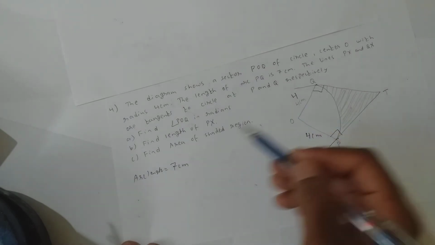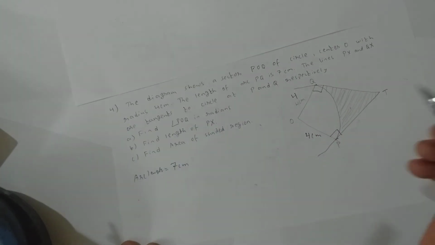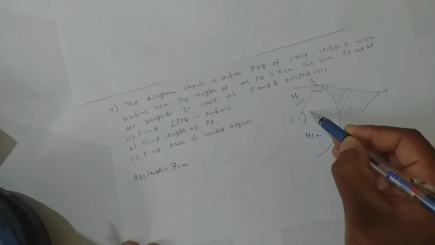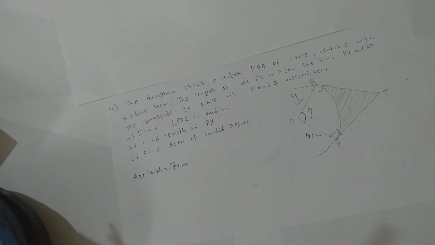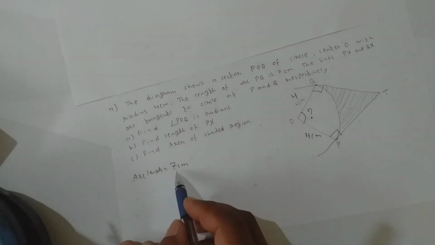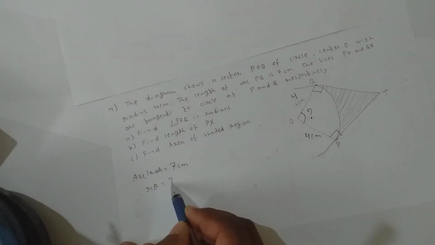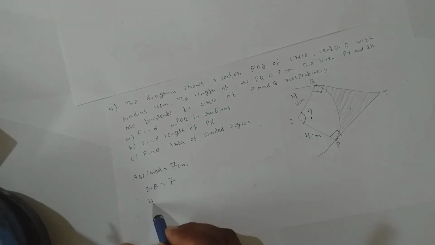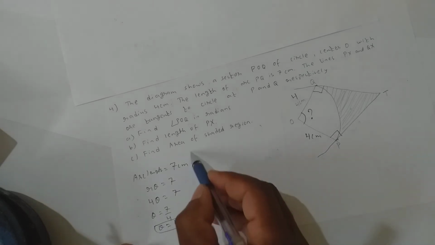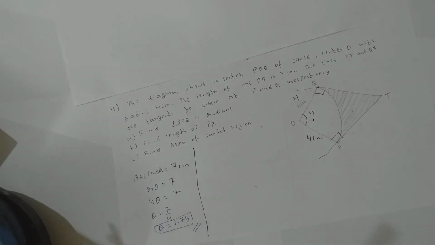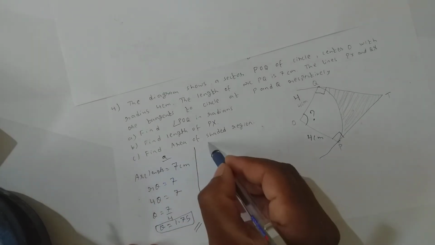So continue. Now find angle POQ. Where is POQ? This angle I need to find out. What will I make use of? I will make use of arc length. Arc length formula is r theta. R theta equal to 7. R is how much? 4. Theta is what I need to find, equal to 7. So theta equal to 7 by 4, which is equal to 1.75 is my theta. I completed the first bit, A. Now look at B1.